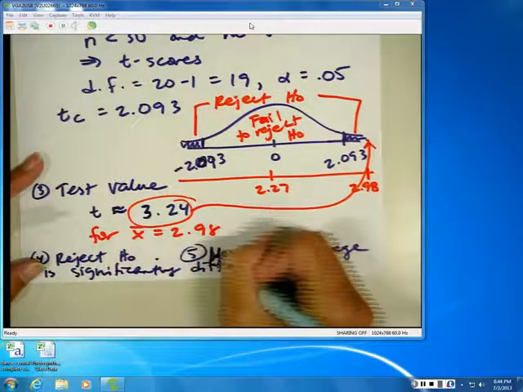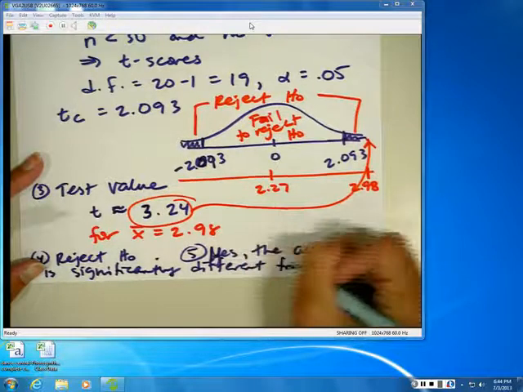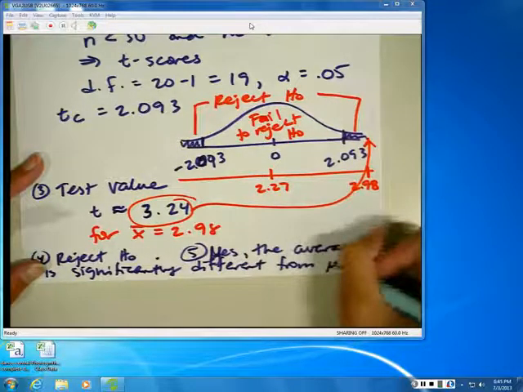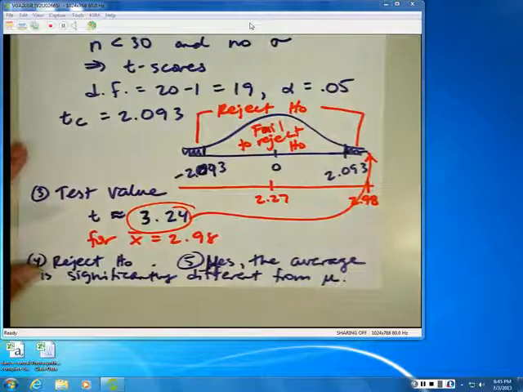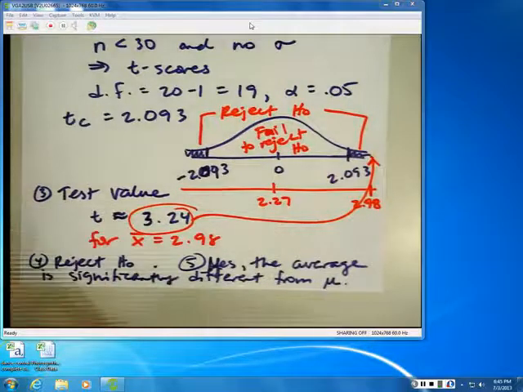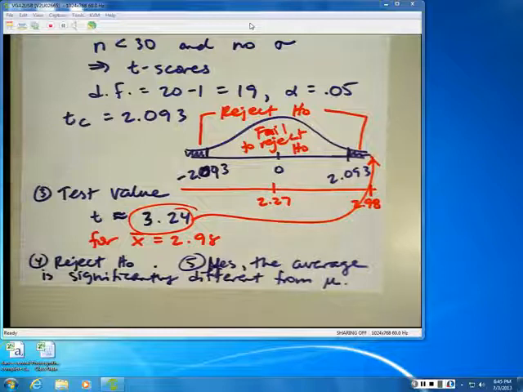Significantly different from the population. I'm going to write mu because I'm just about out of room. It's significantly different from mu. In the next video, we'll take a look at how to use the p-value.